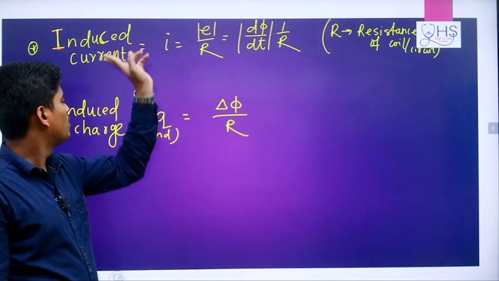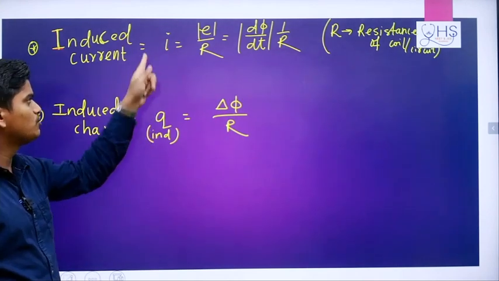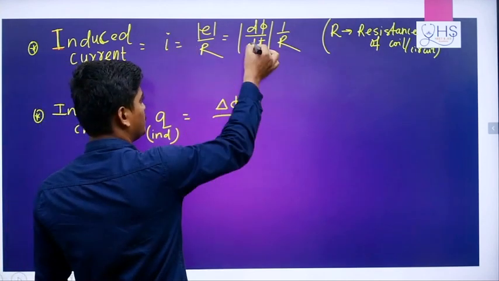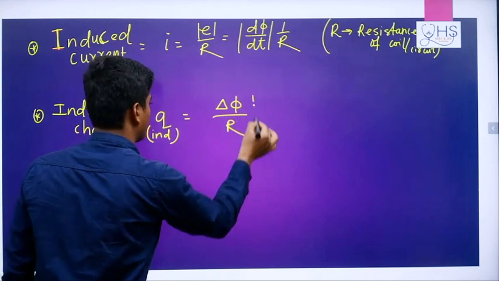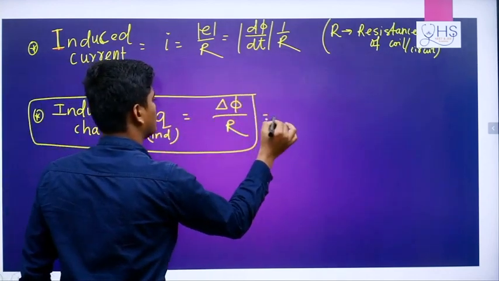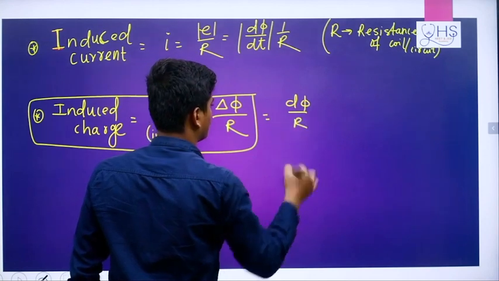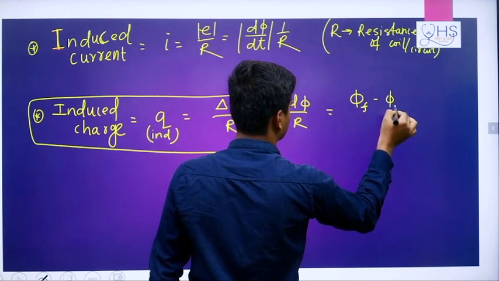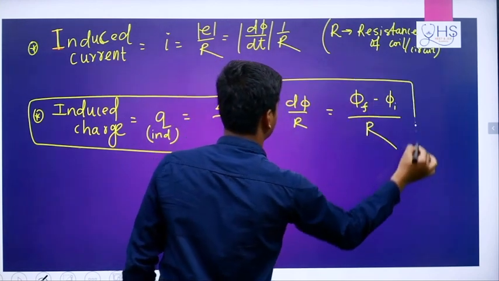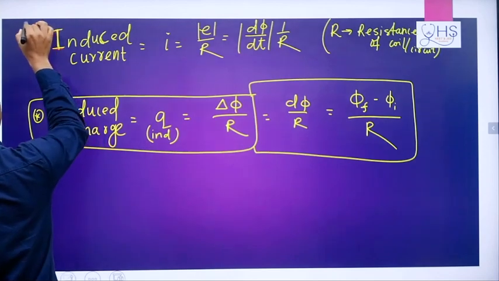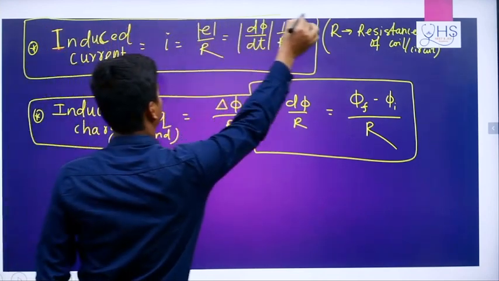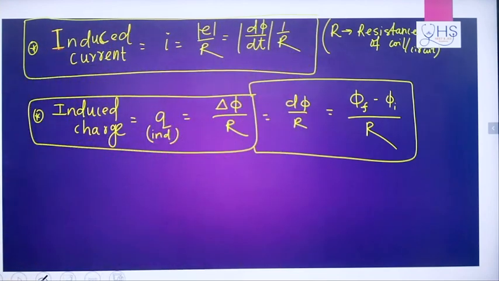Why change in flux by resistance? Because if you want to find the induced charge, I have to do I dt, and the dt will cancel, and we get d phi by R. So that's why I am writing directly del phi by R, or you can write d phi by R, or final flux minus initial flux divided by R. That also you can write. Here also remember one formula, that is your induced current. So induced current and induced charge, all formulas we got.